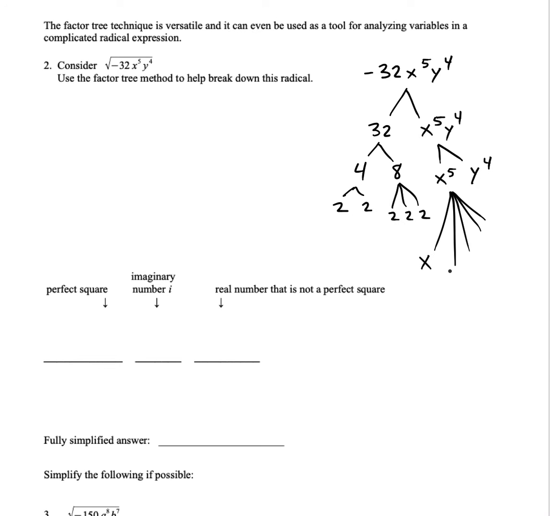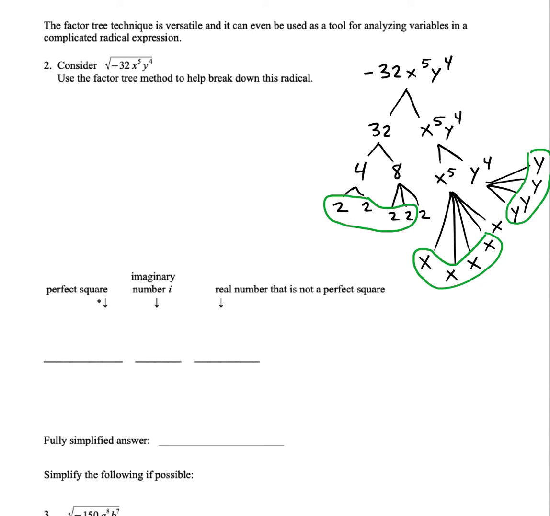All right, so we're going to have 5 x's here. And 4 y's. All right, let's identify everything that's paired. There are 4 repetitions of 2's, so 2 pairs of 2's. I see that we have 2 pairs of x's and 2 pairs of y's.